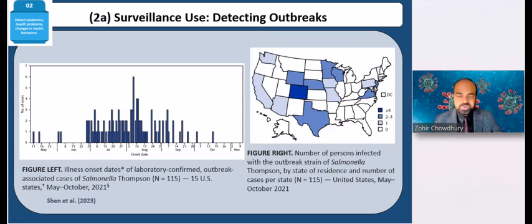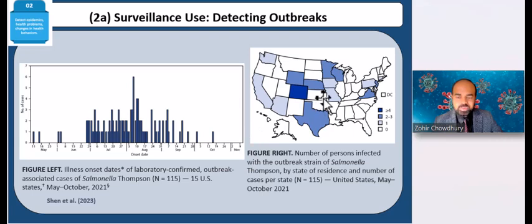Surveillance can be used to detect outbreaks as well, and this is our second box. In this figure to the left, we can see illness onset dates of laboratory confirmed outbreak associated cases of Salmonella Thompson between May 2021 until early November 2021.